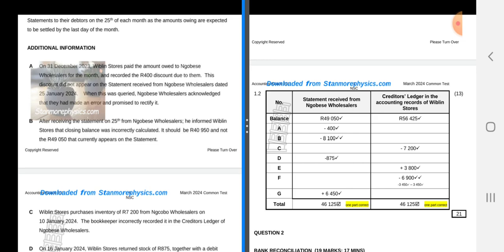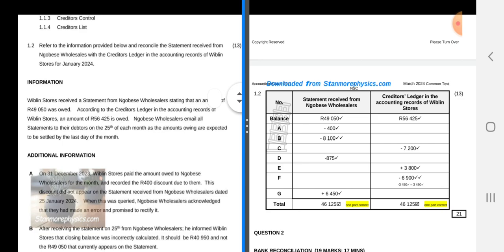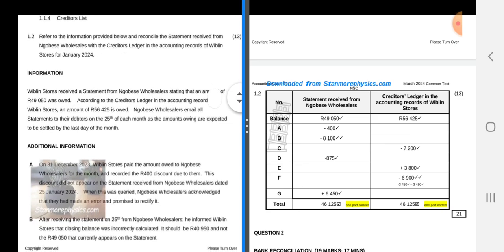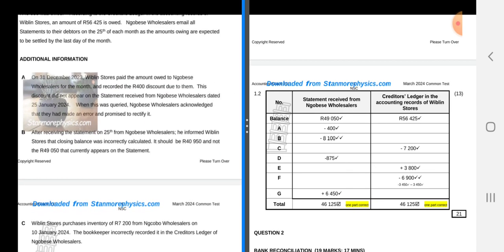So A, on 31 December 2023, Webin Stores paid the amount owed to Ngobeze Wholesalers for the month. So on 31 December, let's look at this. So we are doing the reconciliation for January 2024. Now here A says on 31 December 2023, Webin Stores paid the amount owed to Ngobeze Wholesalers for the month and recorded the 400 discount due to them. This discount did not appear on the statement received from Ngobeze Wholesalers dated 25 January 2024.